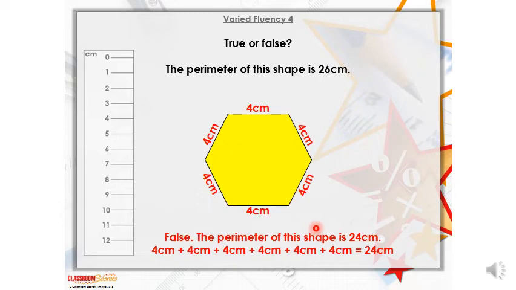So I could do 6 lots of 4. So I could do 4, add 4, add 4, add 4, add 4, add 4. Or I could do 6 lots of 4. And the answer's 24 centimetres. So was the question true or false? The question was false, because we know that the perimeter of this shape is actually 26 centimetres.